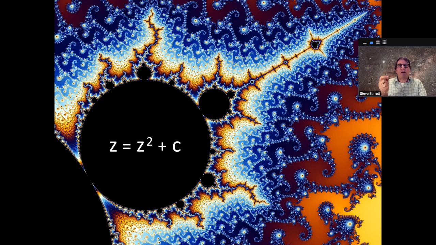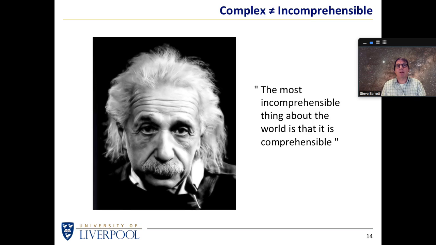So if you can generate something that appears to be infinitely complex with a very simple formula, well, maybe the universe is like that. It looks extremely complicated when we look out there and look at it in detail, but maybe the underlying rules of the game, the laws of physics, are perhaps not that complicated. Complexity is not the same as incomprehensibility.